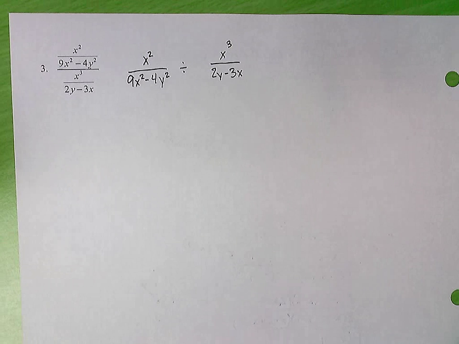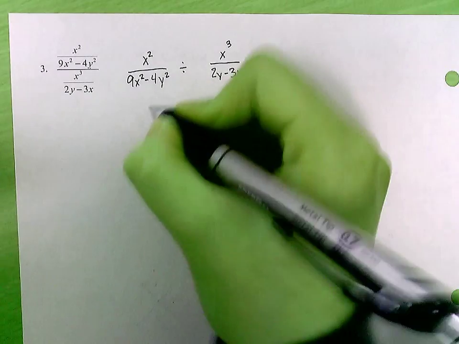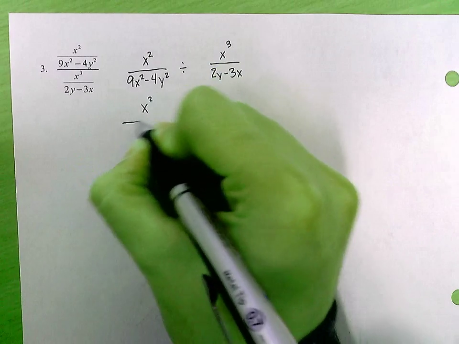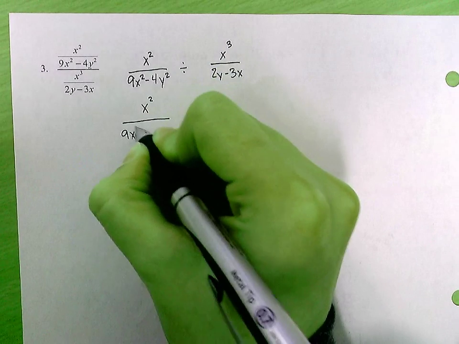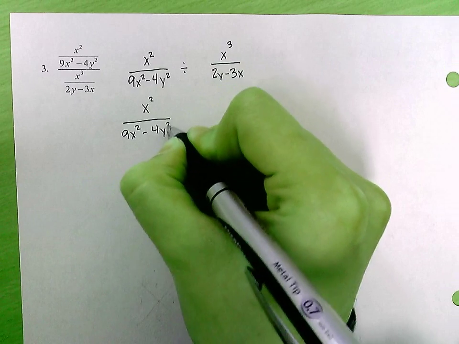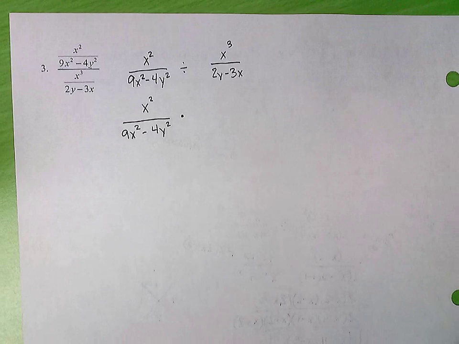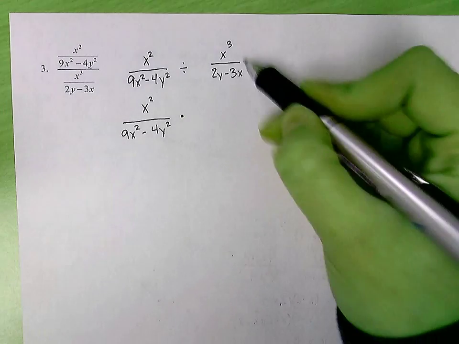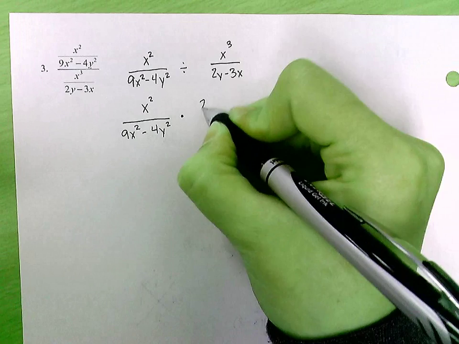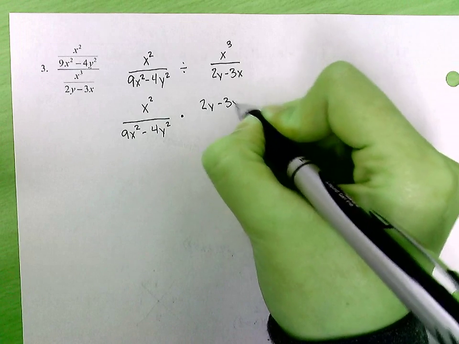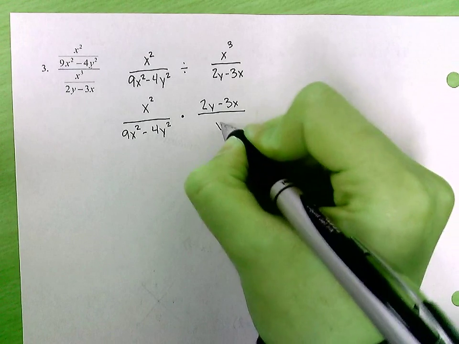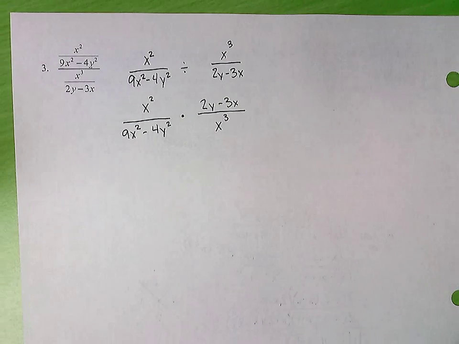From here, we want to change that to multiplication. Okay, so we'll have x squared over 9x squared minus 4y squared. To change it to multiplication, I need to multiply by the reciprocal, that second term. So we have 2y minus 3x over x cubed. Okay, at this point I can start factoring.